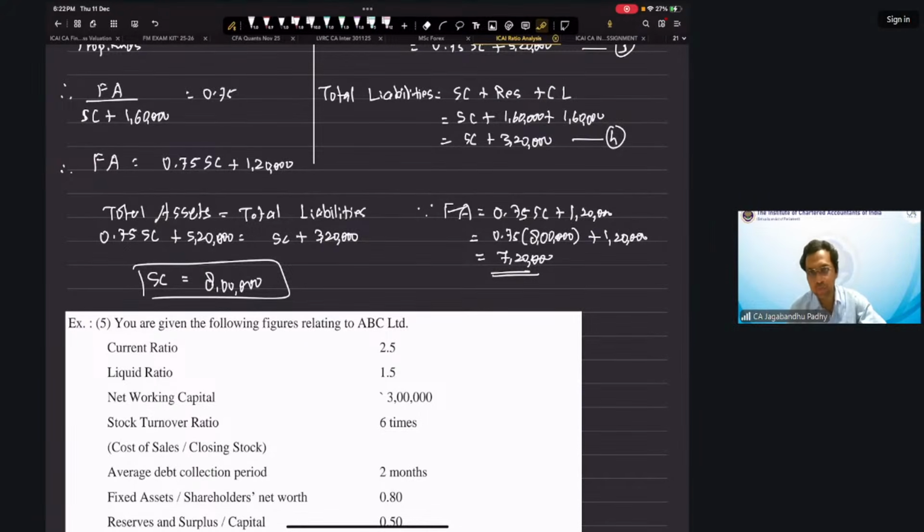Working capital includes bank overdraft. Short-term bank borrowings will also be included in this. Your current liability will include short-term current liability, so short-term bank loans also.